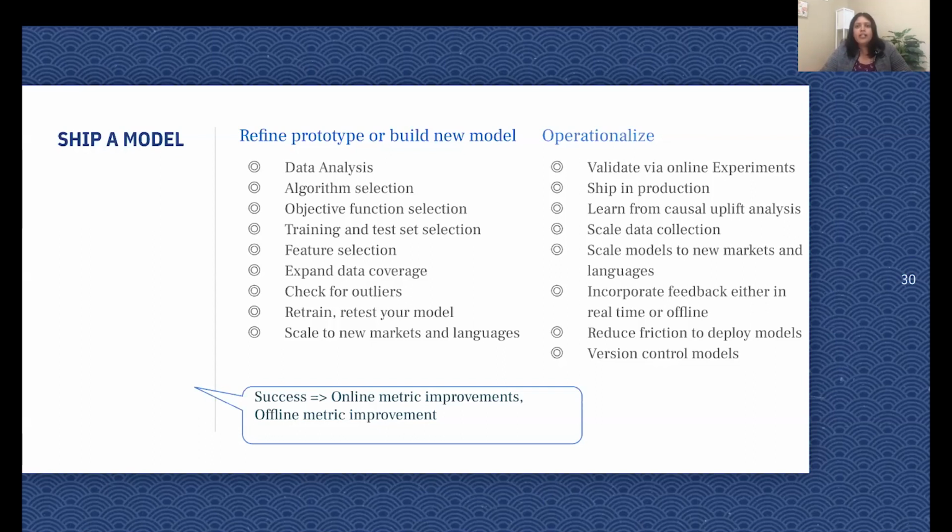Similarly, on the operationalization part, the first and most important thing is validation using online experiments.